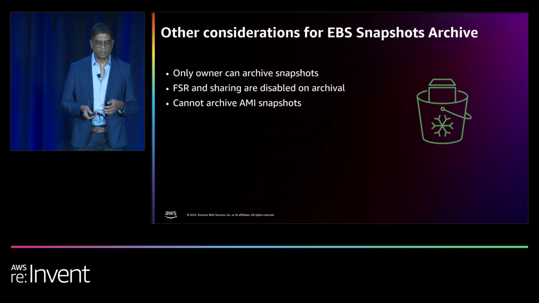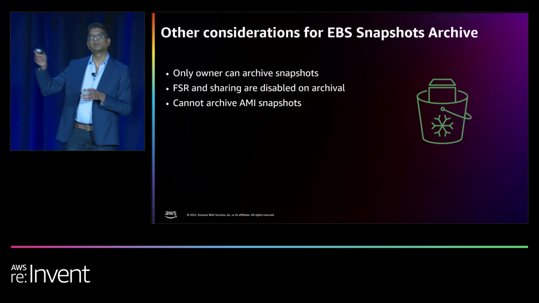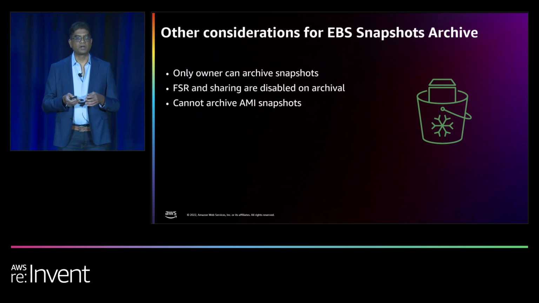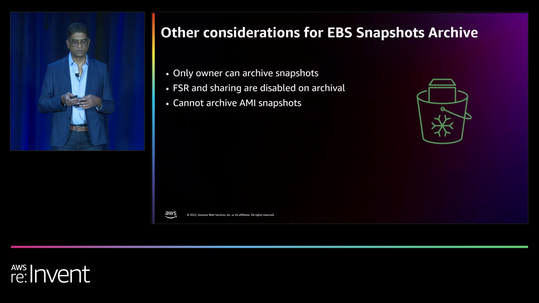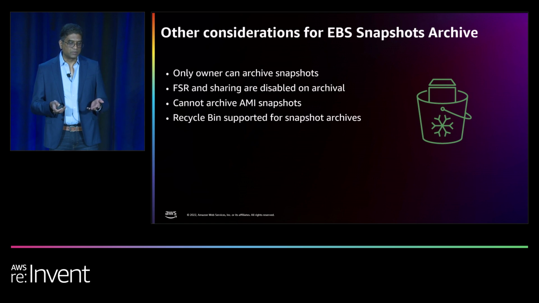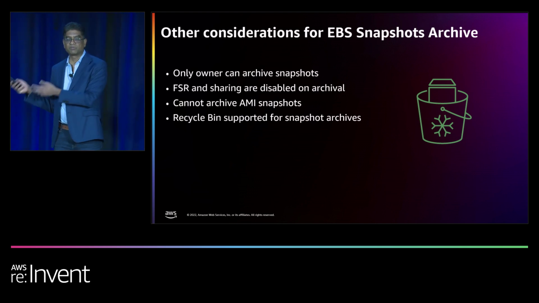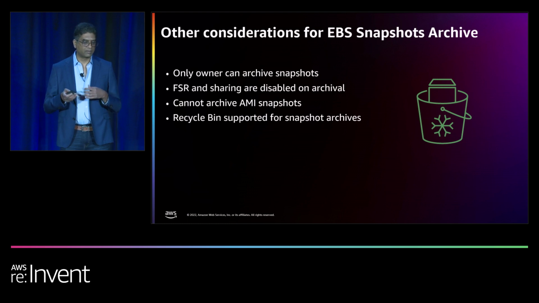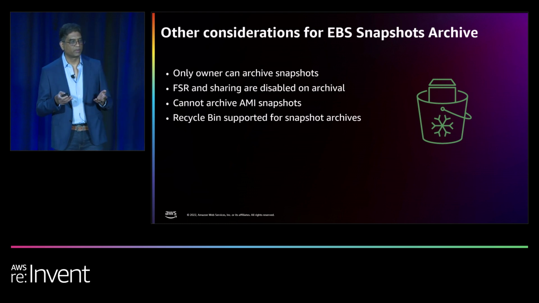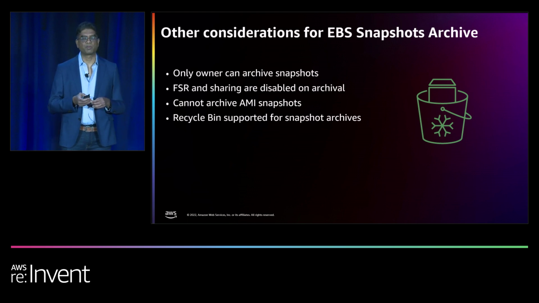Today, you also cannot archive an AMI-based snapshot, and if you have a snapshot that's associated with an AMI, you cannot archive that. But we are actively considering adding the ability to archive AMI-based snapshots in our roadmap, so keep an eye out for that feature. And lastly, we do support Recycle Bin for archived snapshots. So if you happen to accidentally delete an archived snapshot, and if you have retention rules in Recycle Bin that govern those snapshots, Recycle Bin will support those snapshot archives, and you can restore them if you happen to accidentally delete them.